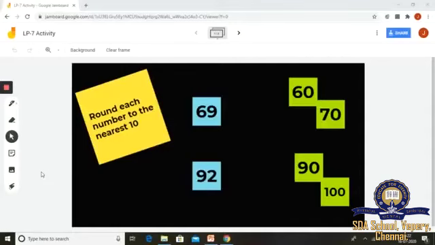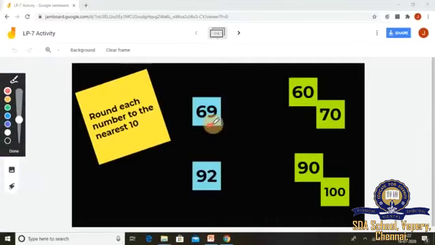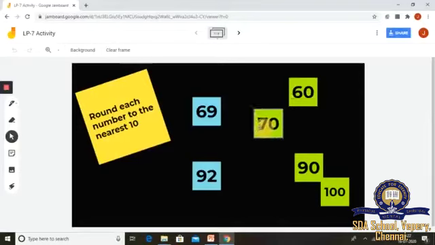Now we will do a small activity. Round each number to the nearest tens. So here we have the number 69. The digit in the ones place is 9. So what number will you get when we round off the given number to the nearest 10, 60 or 70? We will get 70.